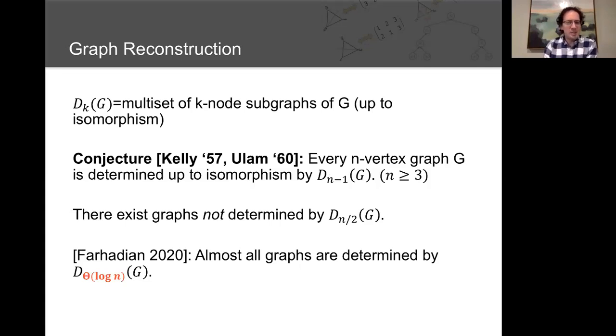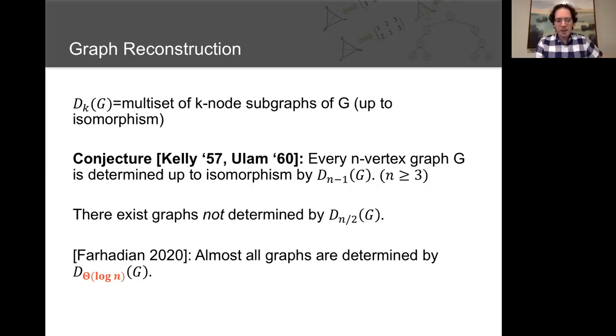It seems super intuitive, right? I'm showing you so much of the graph, even by showing you a single (n-1)-vertex subgraph. How could this not be true? And yet, this conjecture is open. It's known in certain special cases, but in general, it's still completely open.